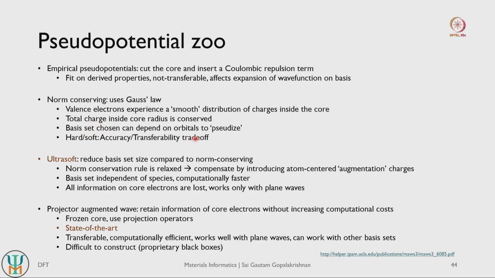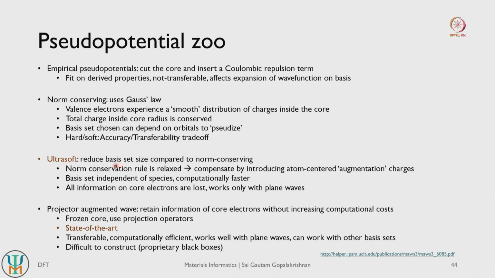The basis set is chosen depending on which orbitals you plan to fluidize, so which orbitals are put in the core shell, and there are also different types of norm conserving pseudopotential. The hard ones are typically accurate, but they are also computationally expensive. The soft ones are not that accurate, and in general the harder ones are more transferable compared to the softer ones, because they are more accurate. So that is norm conserving pseudopotential.